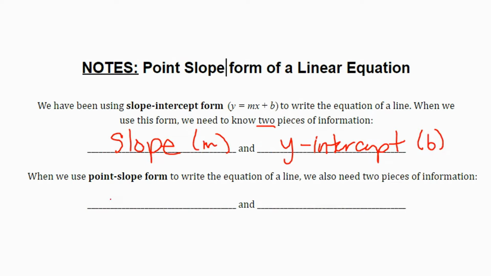Now, moving into our new form, however, when we use point slope form to write an equation of a line, what do you think we're going to need in order to write that equation? Well, again, it's right in the name. We're going to need a point that is on the line, and we're also going to need its slope. So these two pieces of information are what we're going to use today to write our equations for our lines.